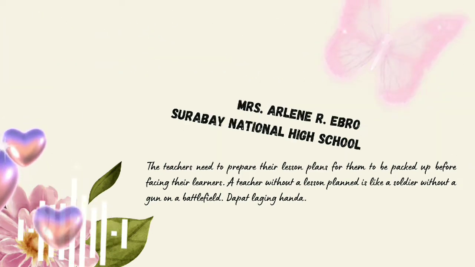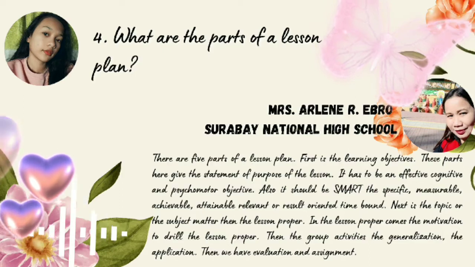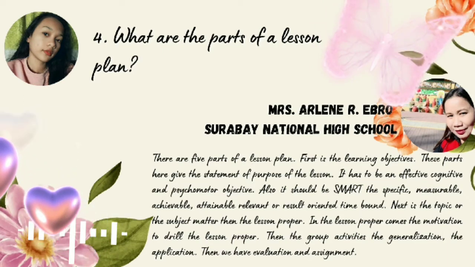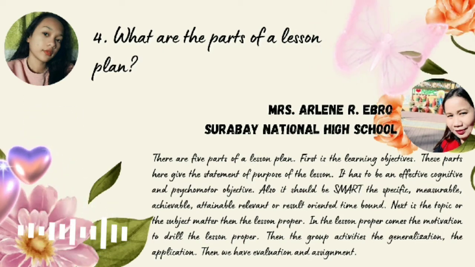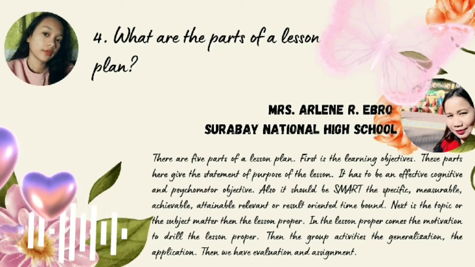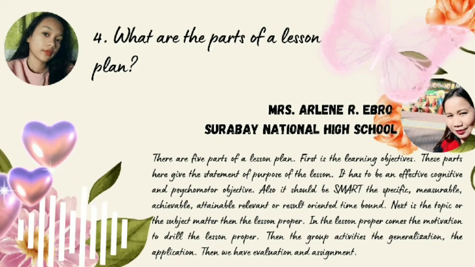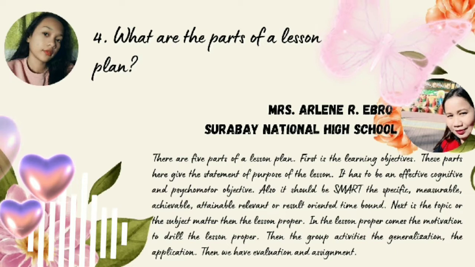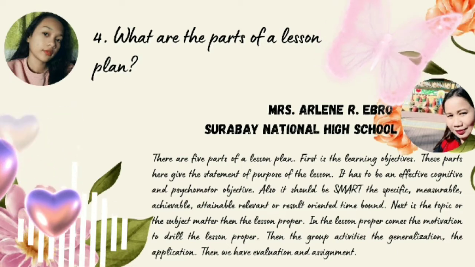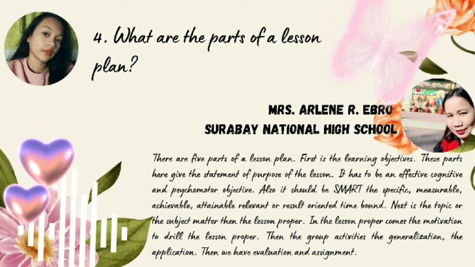Next question is, what are the parts of a lesson plan? There are 5 parts of a lesson plan. First is the learning objectives. These parts here give the statement of purpose of the lesson. It has to be an affective, cognitive, and psychomotor objectives. Also, it should be SMART: specific, measurable, achievable, attainable, relevant or result-oriented, and time-bound.